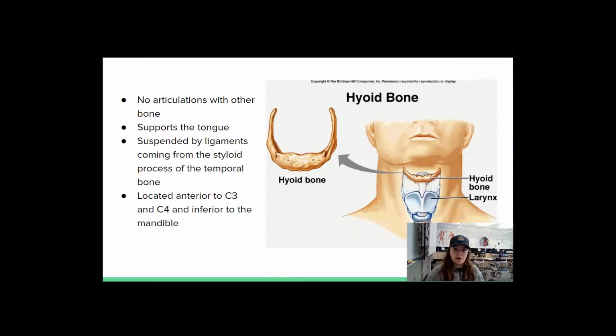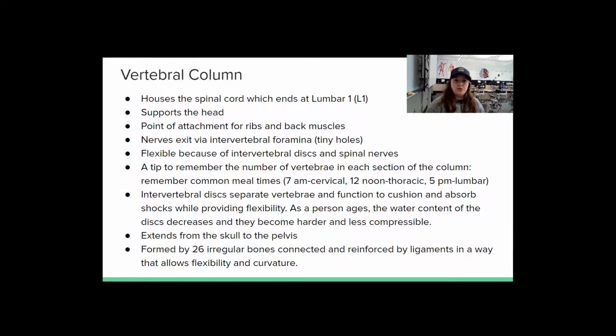Let's start off with the hyoid bone. It is unique in that it doesn't articulate with any other bone in the body. It supports your tongue, and it's suspended by ligaments coming from the styloid process of the temporal bone. So remember, when we were talking about the skull, there's a super spiky bone that's going to stick out on the inferior surface of the temporal bone, and ligaments are going to be held there to suspend the hyoid bone, which is located anterior to your cervical spine number 3 and your cervical spine number 4, and also inferior to the mandible. So now let's switch gears to the vertebral column.